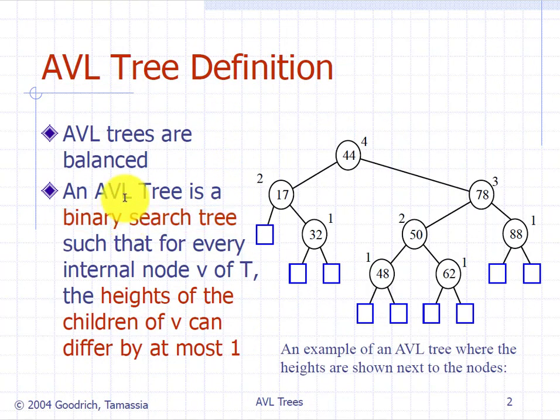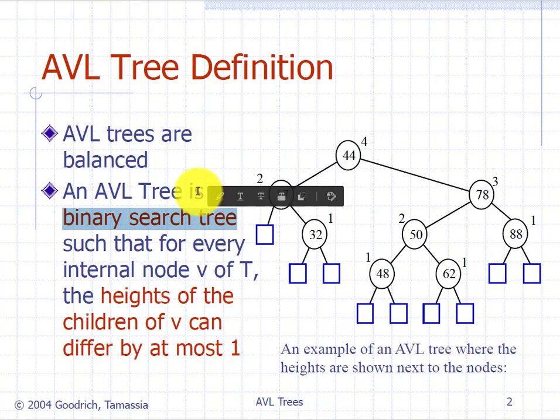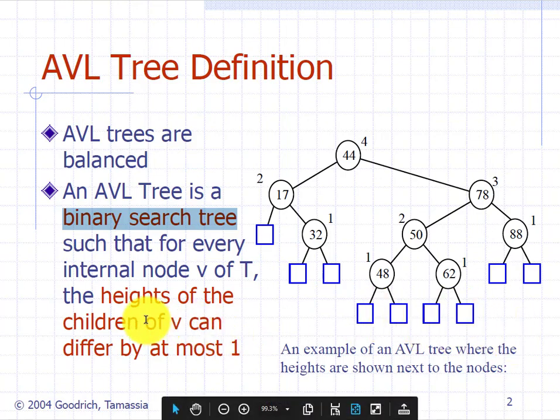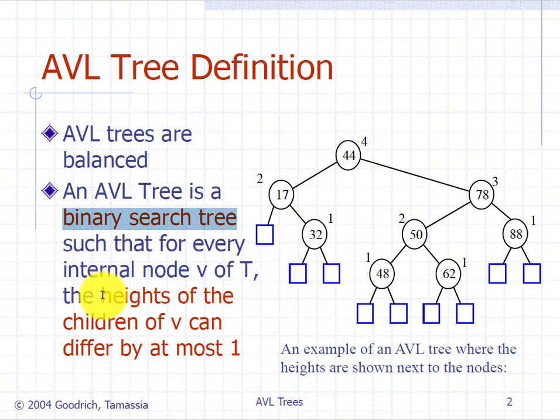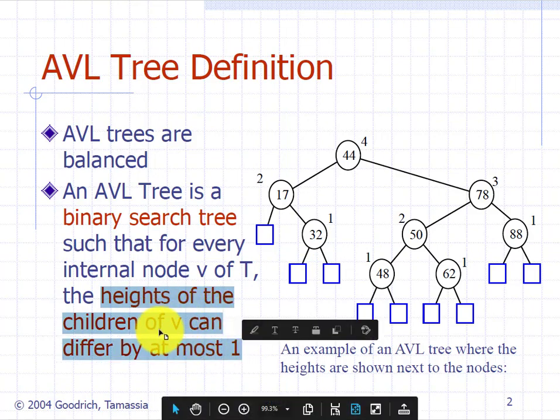So we know that AVL trees, according to this definition, are binary search trees, which means they inherently have that definition, such that for every internal node V of T, and that can be any internal node, meaning any of these black nodes, not the blue nodes, the heights of the children of V must differ by at most 1. So let me give you an example of that to crystallize this. The heights of the children of V can differ by at most 1.